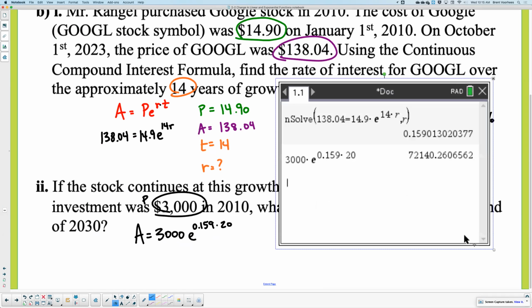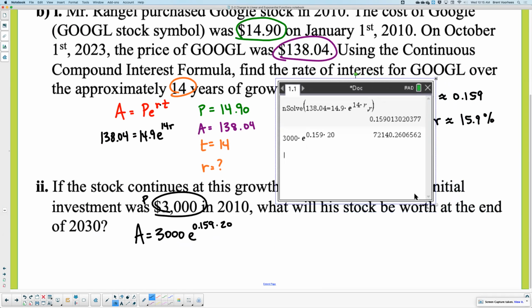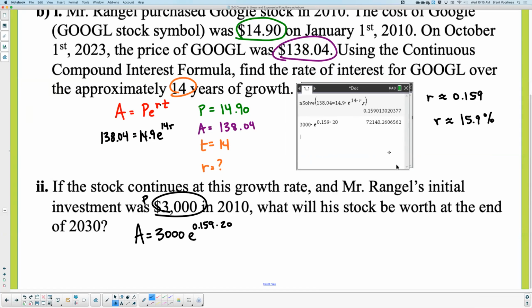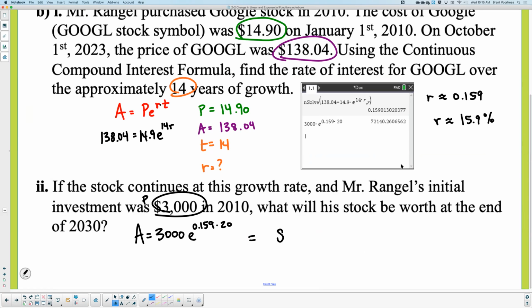All right, so we're going to play this out for a second. We're going to say this is equal to $72,140, and how many pennies? 26 pennies. Now let that sink in for a moment. Let that sink in for a minute.